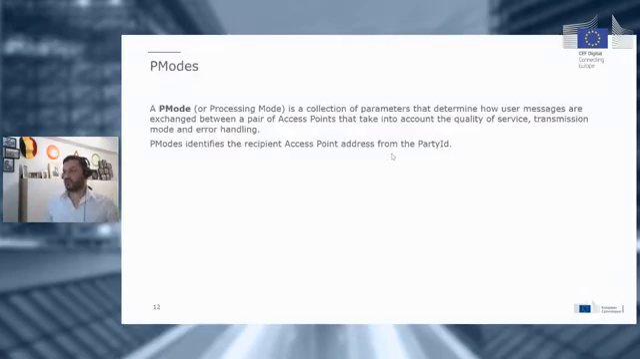The PMode is a collection of parameters that determine how user messages are exchanged between a pair of access points, taking into account the quality of service, transmission mode, error handling, and retry policy. There are a lot of things that can be configured in the PMode.